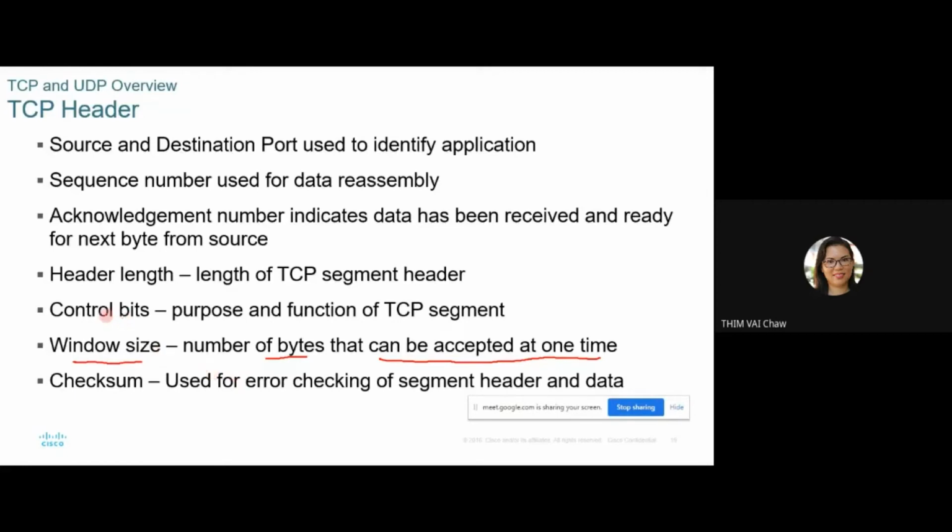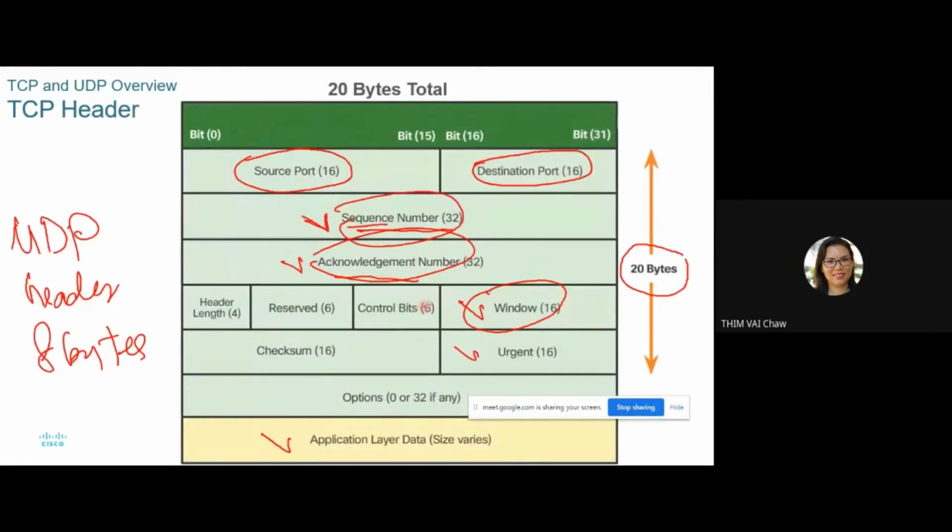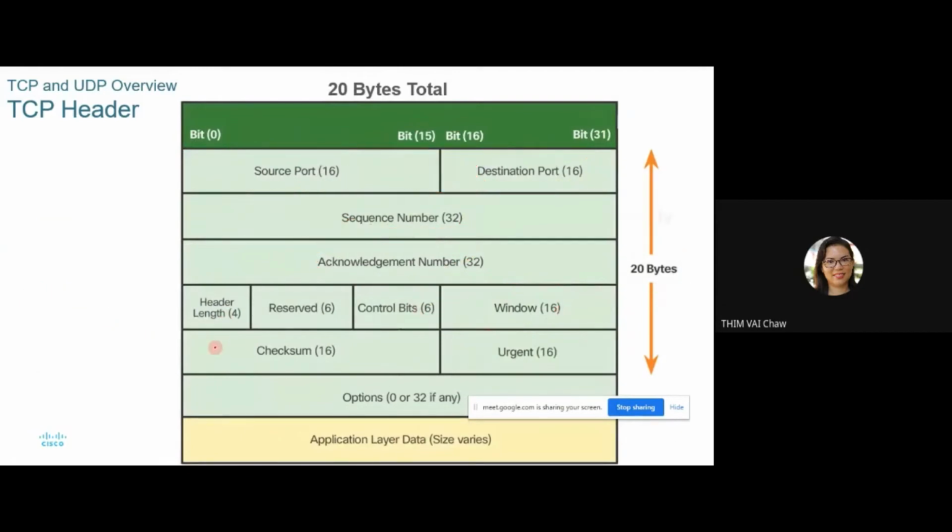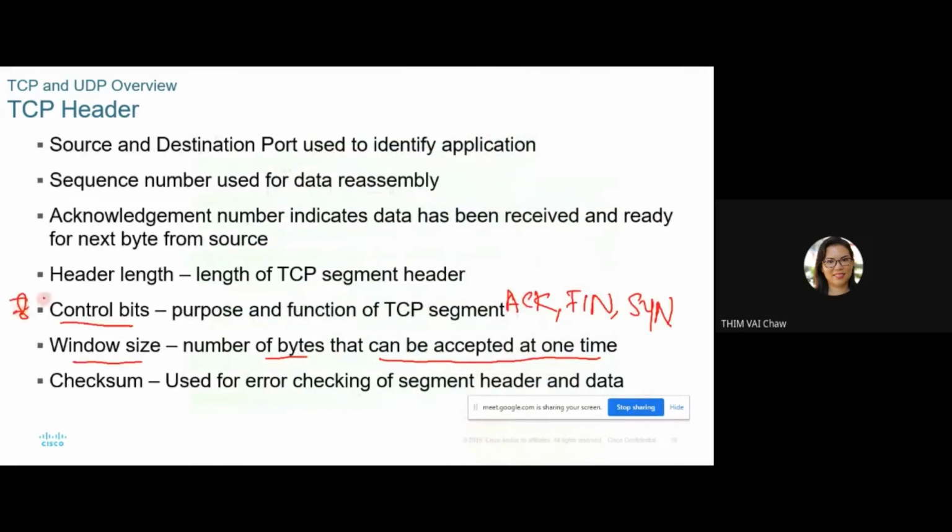So control bits, later on you will understand, are the purpose functions of TCP. You have an ACK, the acknowledgement bit. You have a FIN, the finish bit. You have one called SYN, the synchronization bit. Total up is 8 bits. Sorry, 6 bits, not 8 bits. 6 bits.